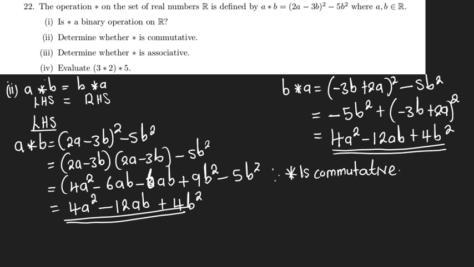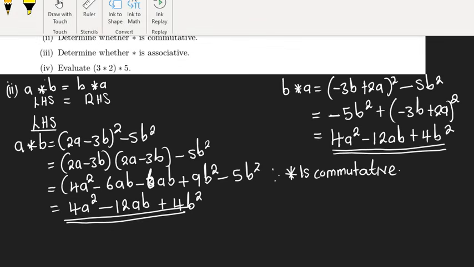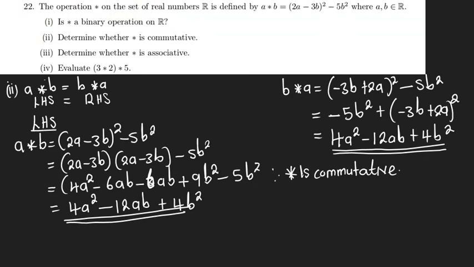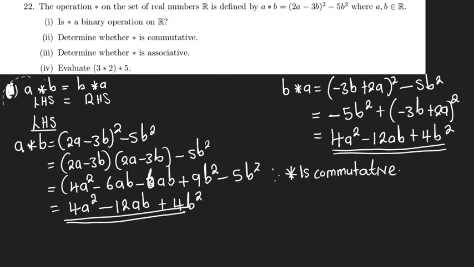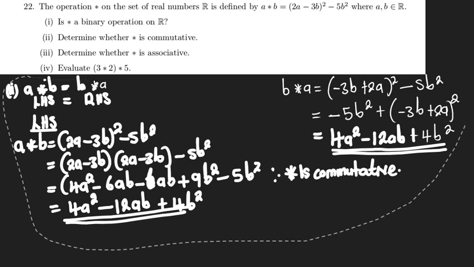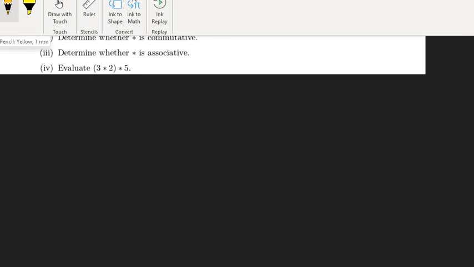We try to do the second one where they're saying we determine whether star is associative. This is where a lot of people tend to have challenges, but we shall work it together. Let's clear the board. How do you prove whether star is associative? The second question, we determine whether star is associative.